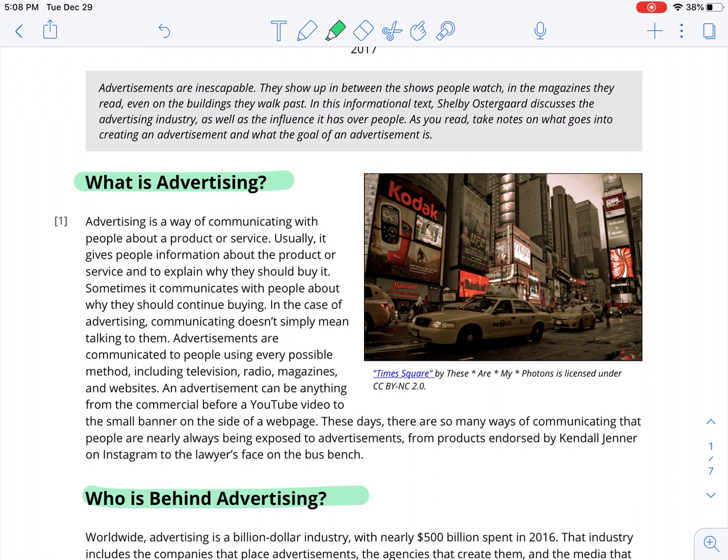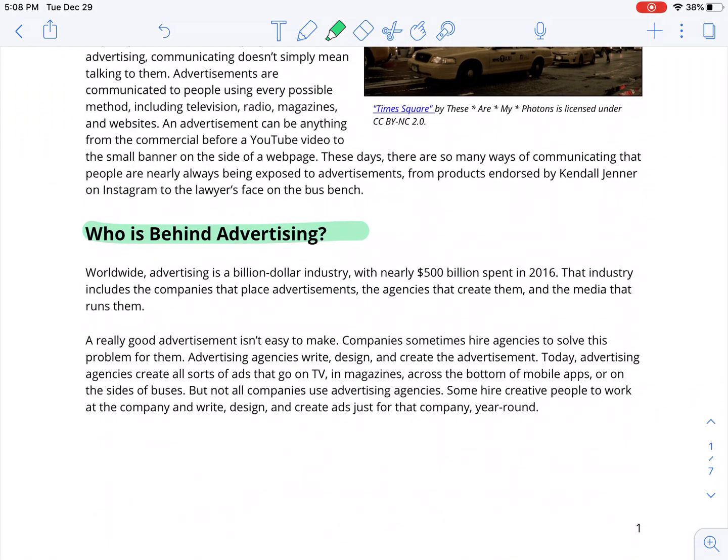An advertisement can be anything from the commercial before a YouTube video to the small banner on the side of a web page. These days, there are so many ways of communicating that people are nearly always being exposed to advertisements, from products endorsed by Kendall Jenner on Instagram to the lawyer's face on the bus bench. Worldwide, advertising is a billion-dollar industry with nearly $500 billion spent in 2016. That industry includes the companies that place advertisements, the agencies that create them, and the media that runs them.